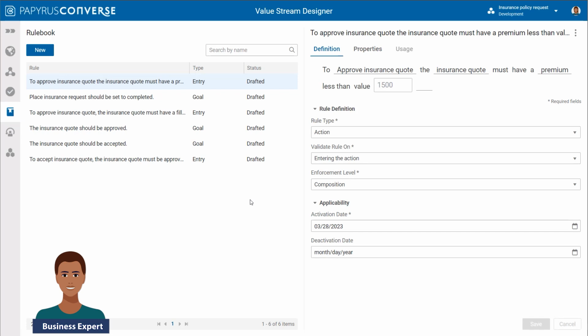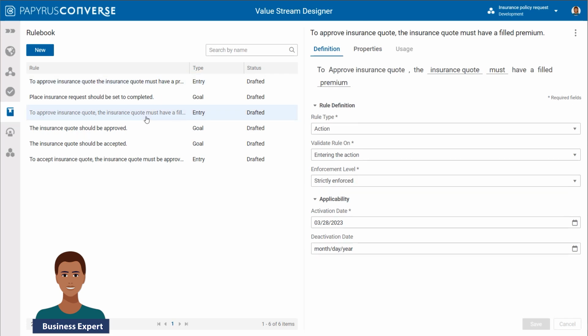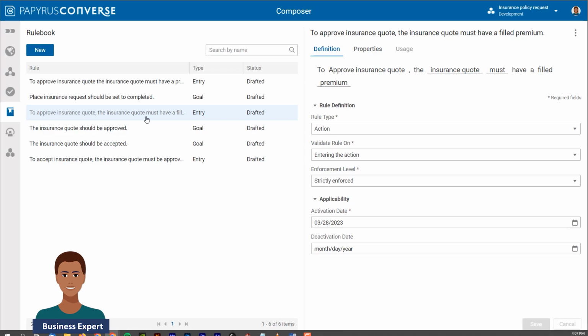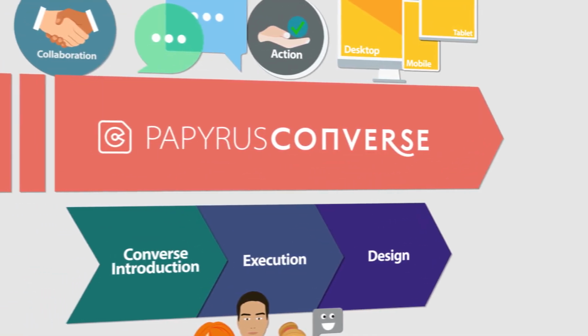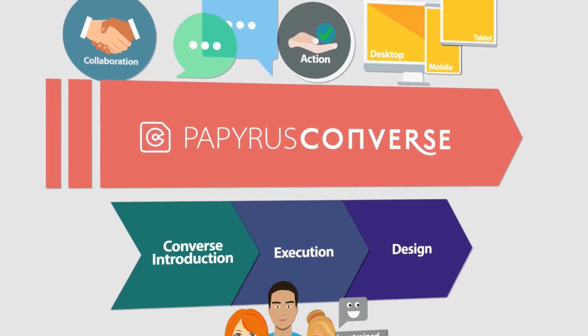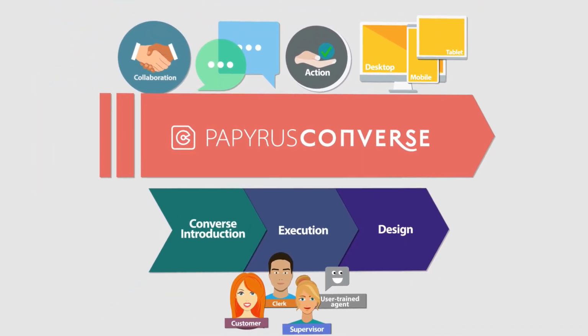Once a new version of the value stream application is reached, it is activated and immediately ready to be used in production, as it was shown in the second video of this series. The design stage using Value Stream Designer for tablet and desktop is now finished, and the application is ready to be used in production.